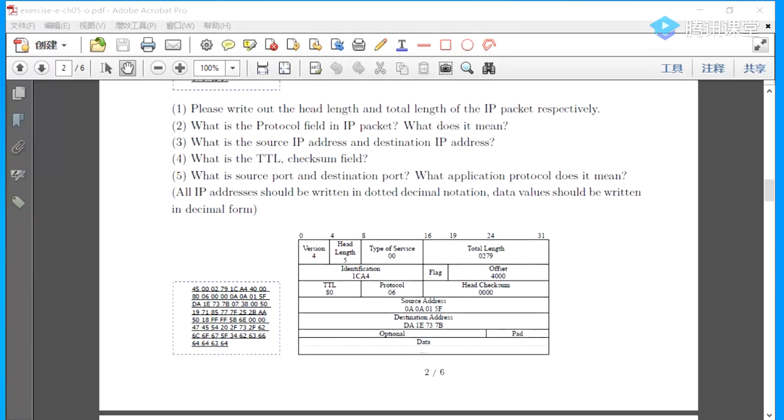Okay, then we can get the header length. We filled 5, but the header length is actually 5. Here is a 5, right? Header length is 5, but the unit is 4 bytes. So the header length is 20 bytes. Okay.